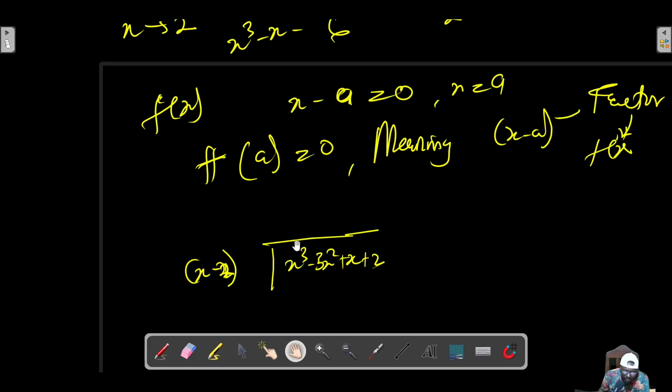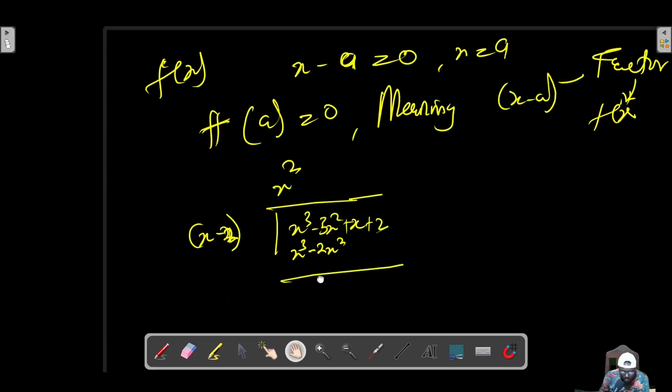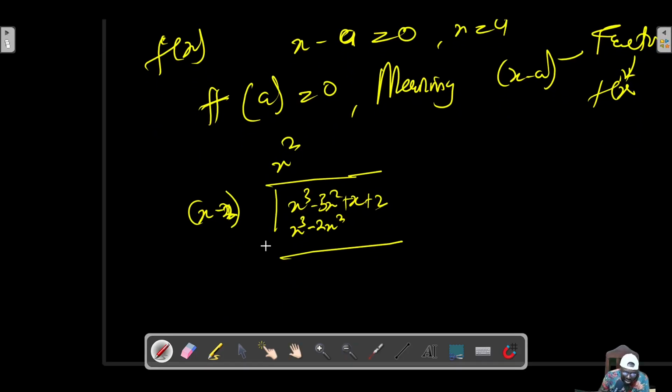Now we find a term which, when multiplied by this particular term, we'll end up with a term of degree x cubed. And that term, when multiplied by this expression, ends up in x cubed, is x squared. So x squared multiplied by x, we end up with x cubed. X squared times minus 2, we end up with minus 2x squared. Simple. Now we perform the subtraction.